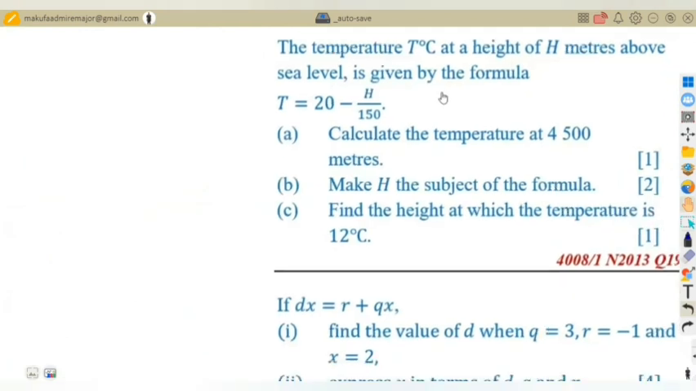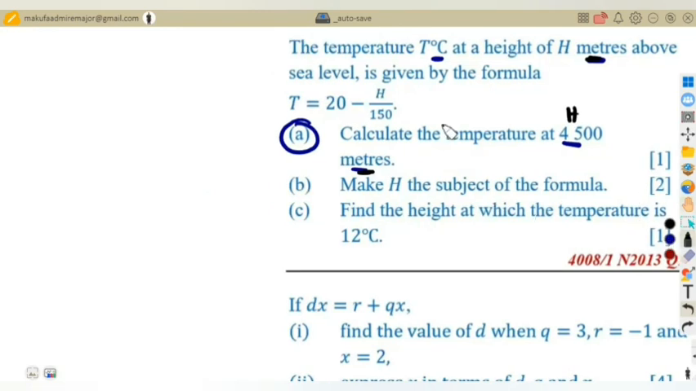The temperature T degrees Celsius above the height h meters. So take note, our temperature is in degrees Celsius. H is the height in meters above sea level given by this. The first part, calculate the value of the temperature at 4,500 meters. What represents meters? Its height. So they gave you the value of h, which is 4,500, and you're asked to find the value of t.